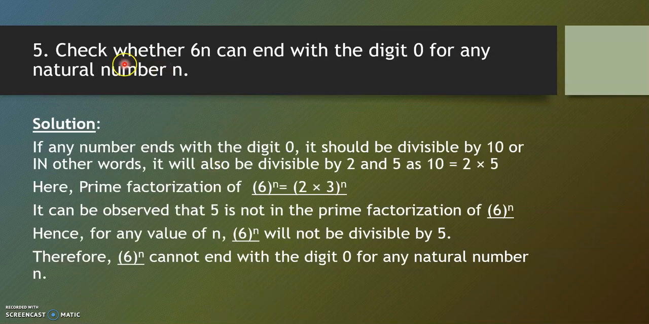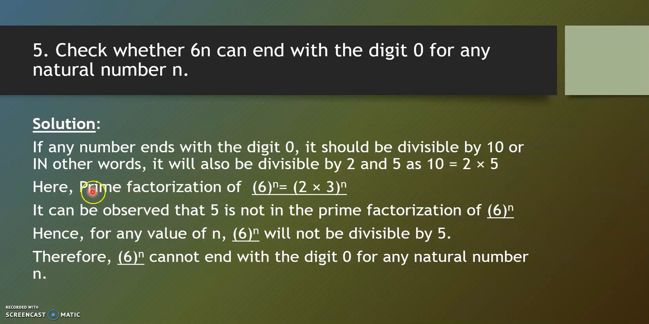Now question number 5 says, check whether 6 raised to the power n can end with the digit 0 for any natural number n. So now you can see that when you factorize 6, then you will be getting 2 into 3. Okay. Now if any number ends with digit 0, it should be divisible by 10, or in other words it will also be divisible by 2 and 5, as 10 is equal to 2 into 5.